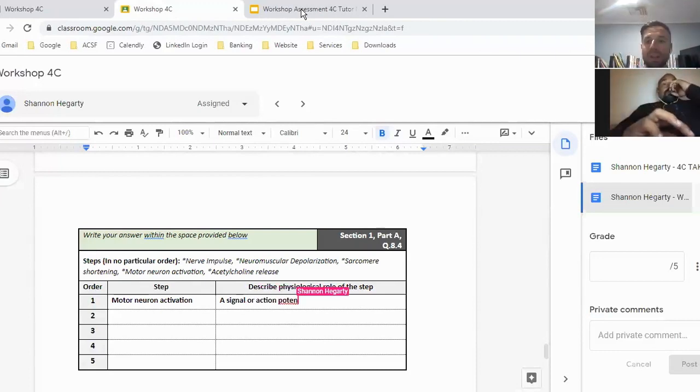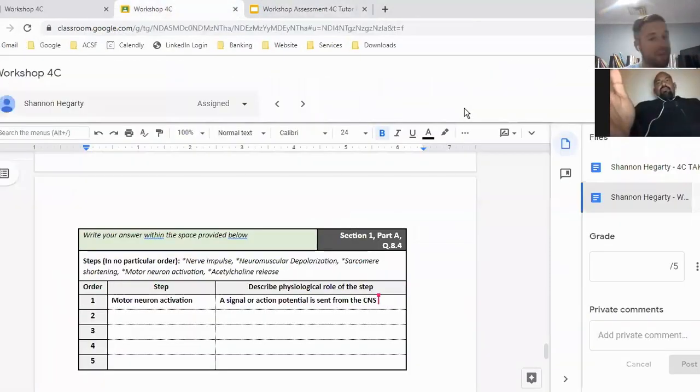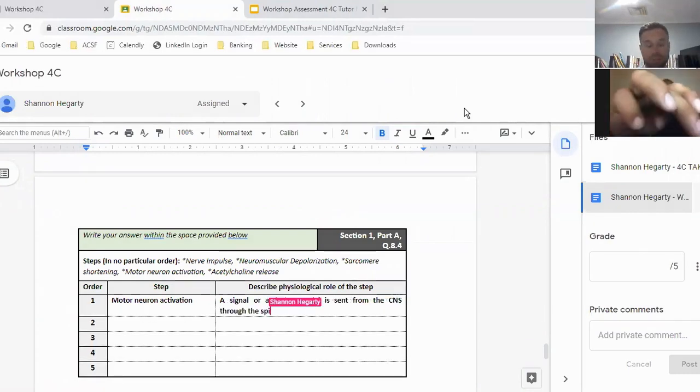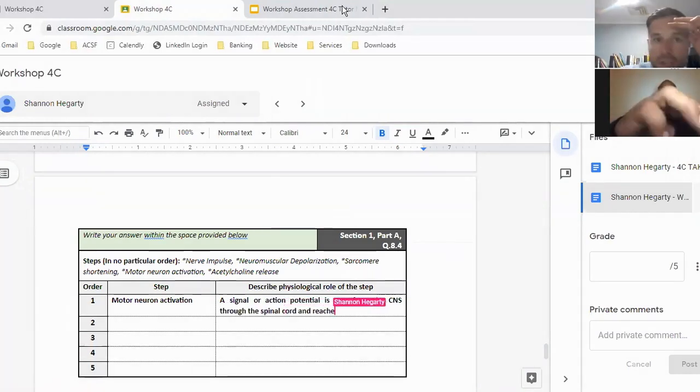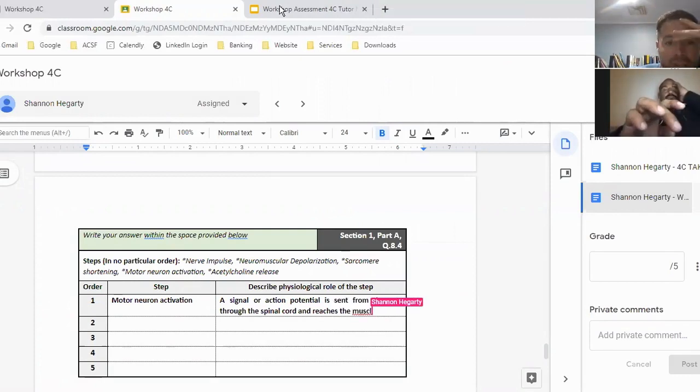Yeah, it is sent from the central nervous system, so from the brain to the spinal cord. You just write sent from the central nervous system. Can I abbreviate like that? That's perfect. A signal, action potential, is sent from the CNS through the spinal cord and reaches the muscle. Really trying to keep it in more layman's terms, because you can go into more detail here. But yeah, that's the best way to do that.